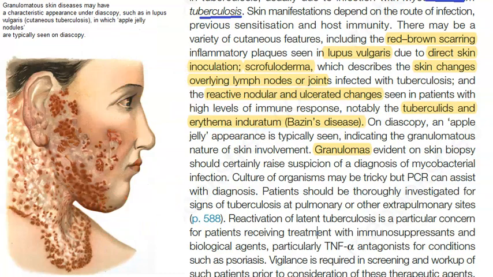Okay. So what is this tuberculid? Tuberculid is nothing but the hypersensitivity reaction of the skin. Okay. And then what is this Bazin's disease? Nothing but erythema induratum. See, what is erythema induratum? Induration is hardening, right? So red hard, Bazin's disease.